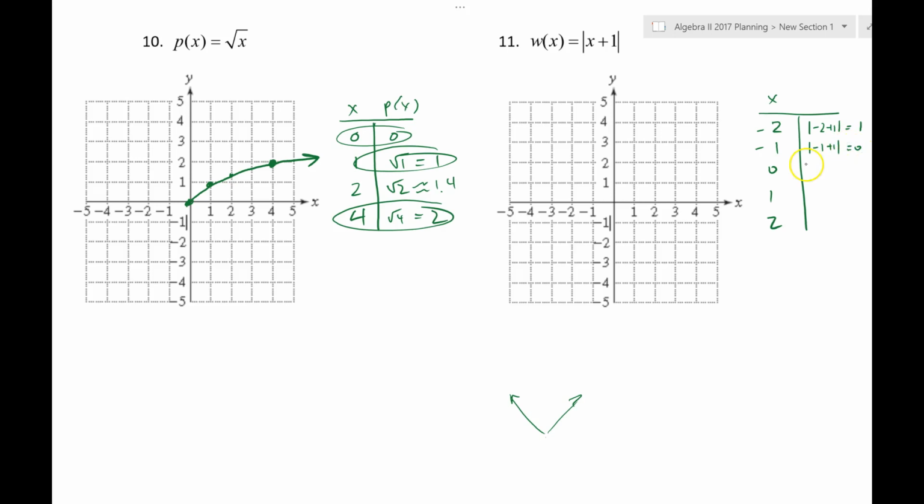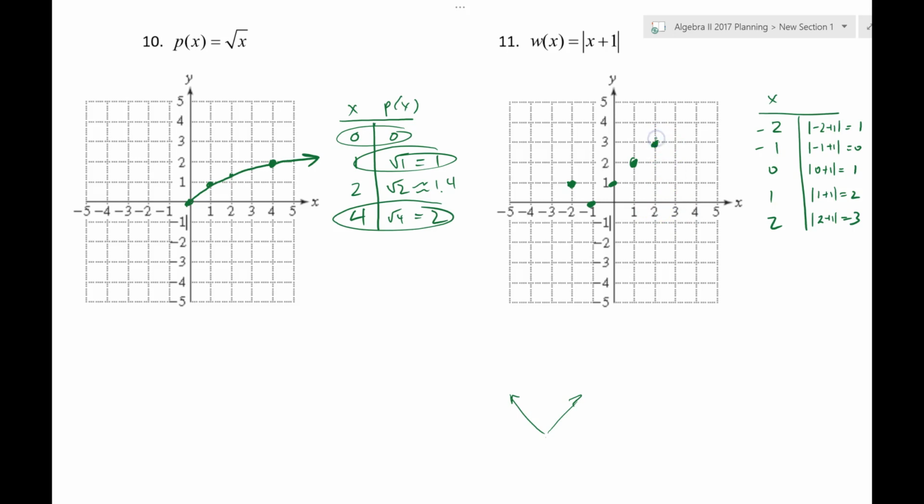If I put 0 in here, 0 plus 1, absolute value of that is also 1. And 1 plus 1 is 2. The absolute value of 2 plus 1 is 3. So now we have points we can plot. (-2, 1), right here. (-1, 0) is right there. (0, 1) is right here. (1, 2), and then (2, 3).